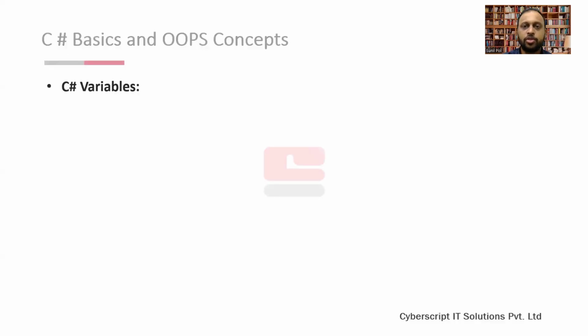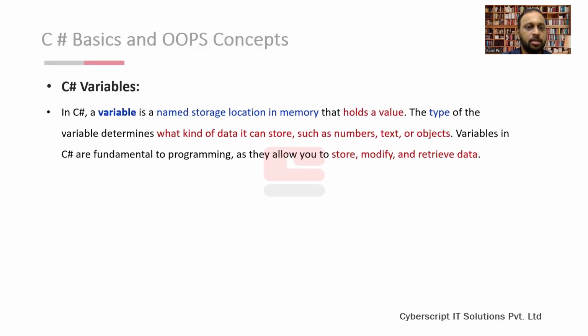C# variables. As we are aware, in every programming language like C#, Java, JavaScript, we need to declare variable names to store the values into the memory. So a variable is a named storage location in memory that holds a value. The type of the variable determines what kind of data it can store, such as numbers, text, or objects.